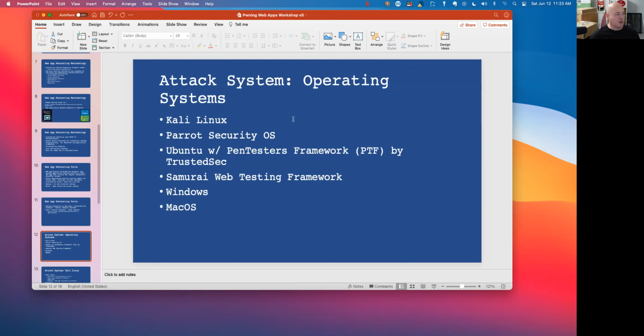So for the different operating systems, there's Kali Linux, which most people are familiar with. Parrot OS is really good. I used it last year for a Wi-Fi pen test, and I really loved it.